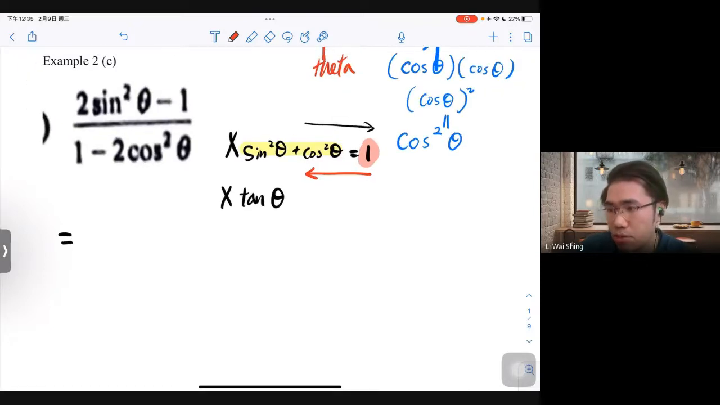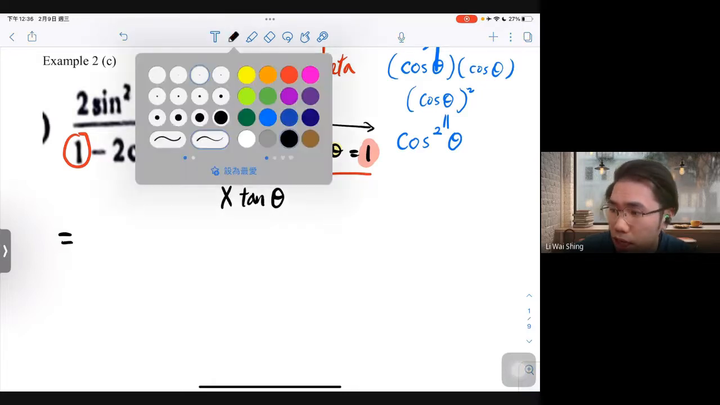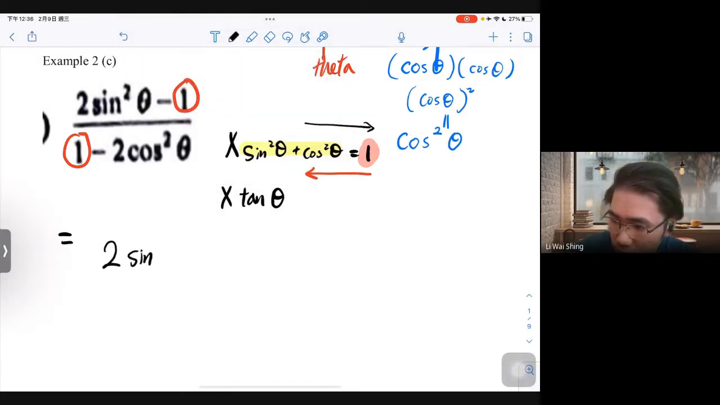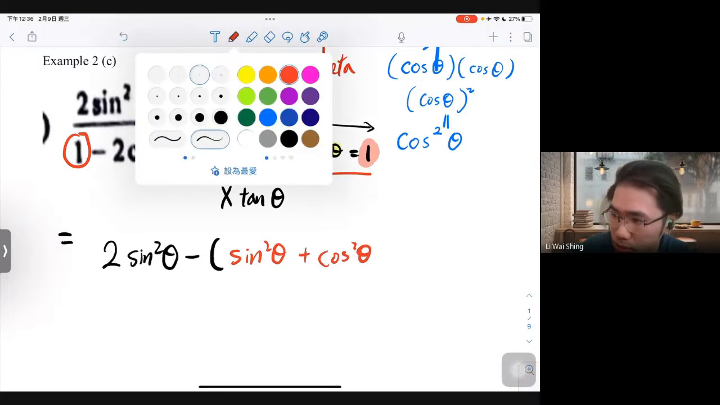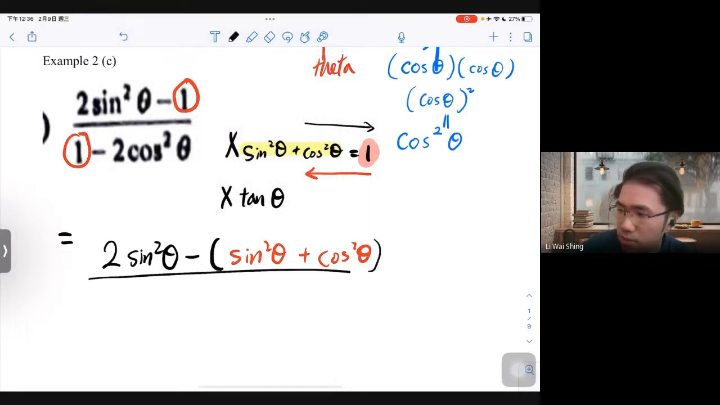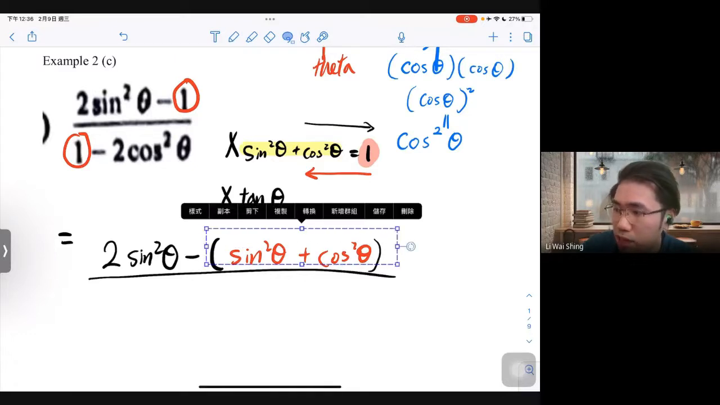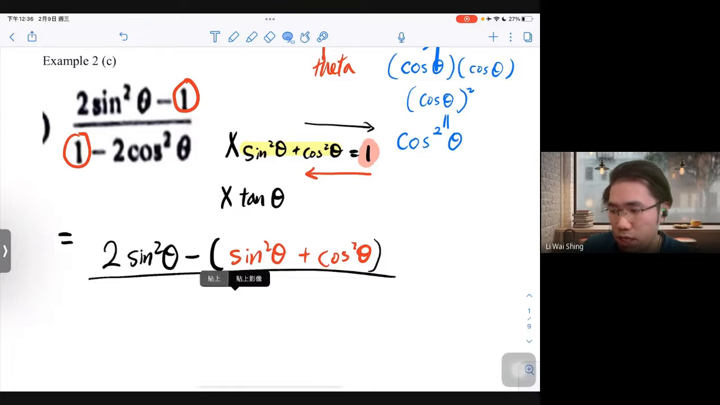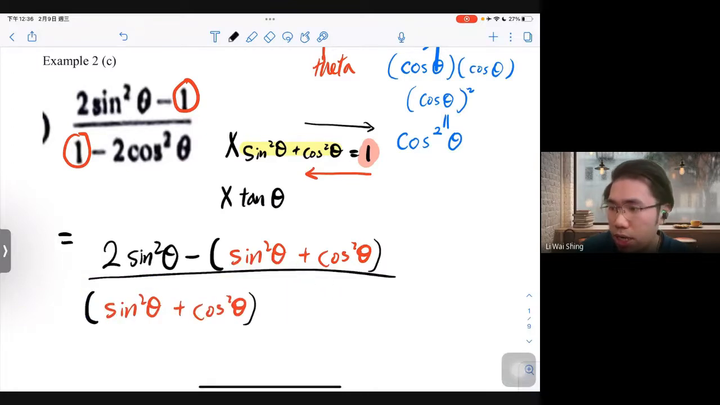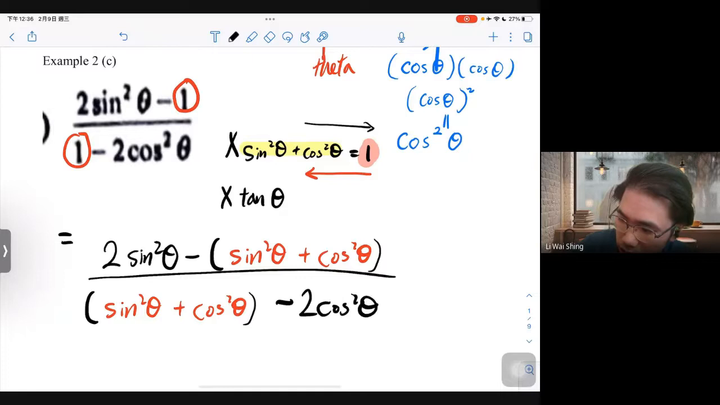Sine squared plus cosine squared equals to 1. For 1 here, you can change it back into sine squared plus cosine squared. That's why in this question, actually, you are just minusing sine squared plus cosine squared. And here in the new denominator is also the same. You expand the 1. If you're stuck at 1 point, just expand the 1. And then you can have this result here.